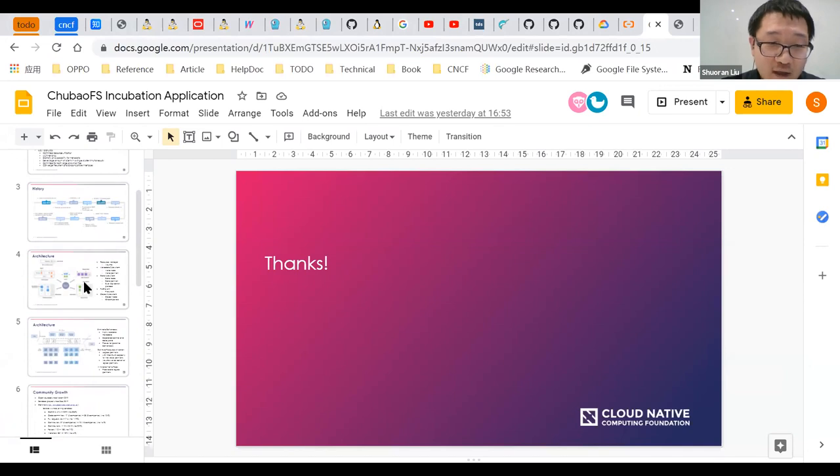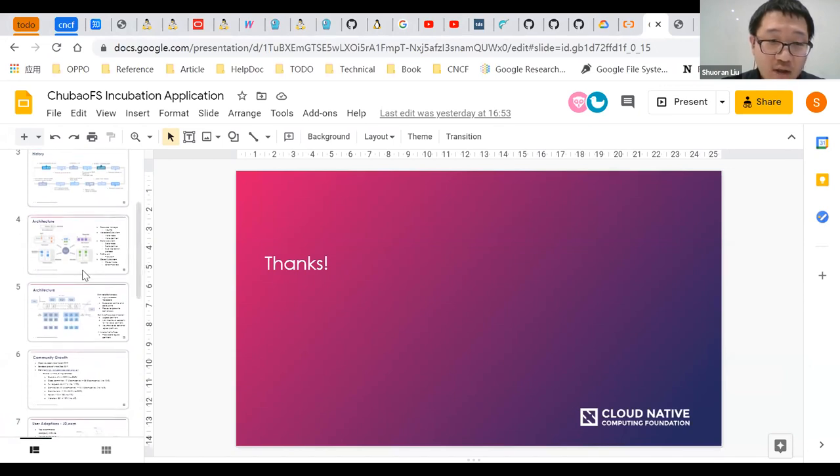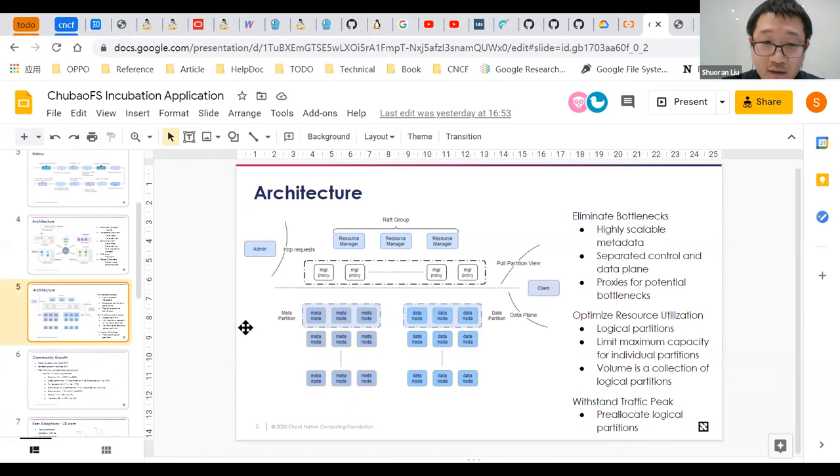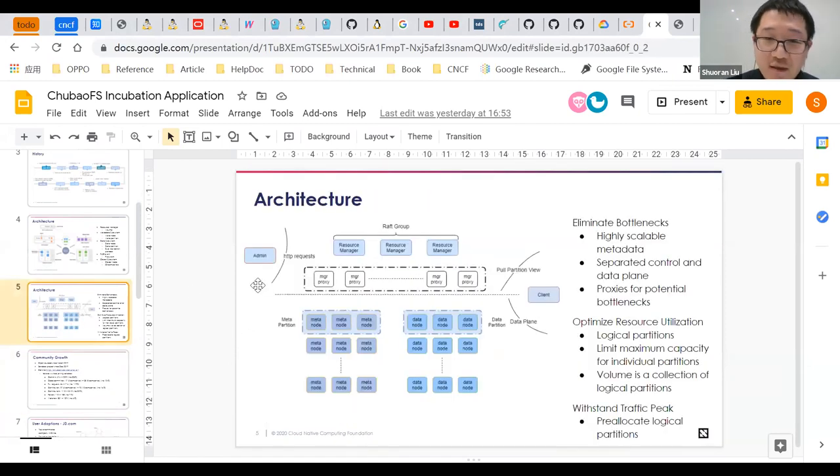Well, actually, there is no hardware limit to deploy TrueFS. For best practice, I can give some suggestions: a resource manager can be deployed separately, and a meta node and a data node can be deployed hybridly, because a meta node consumes much of the memory resource, and the data node consumes the storage resource of a single node. So they can be deployed hybridly.